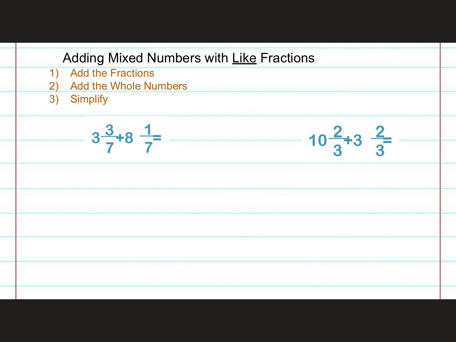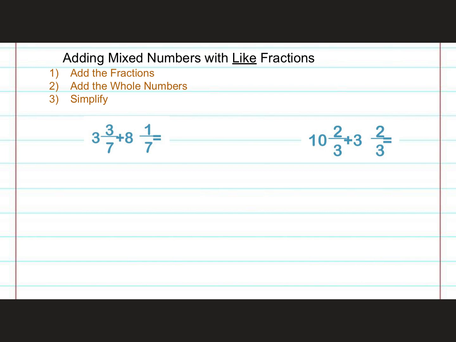So on our first example here, 3 and 3/7 plus 8 and 1/7. First, I think this is close to 3.5 plus 8, which would be 11.5. So just keeping an estimate in the back of my mind for each of these, my answer should be around 11.5. So add the fractions first.